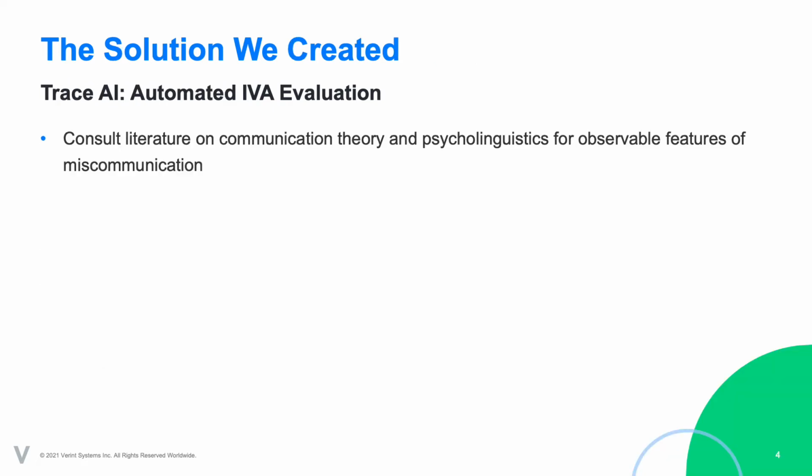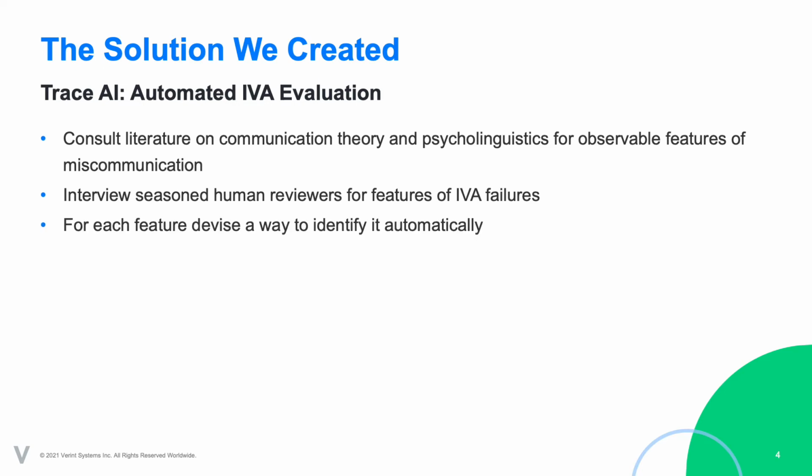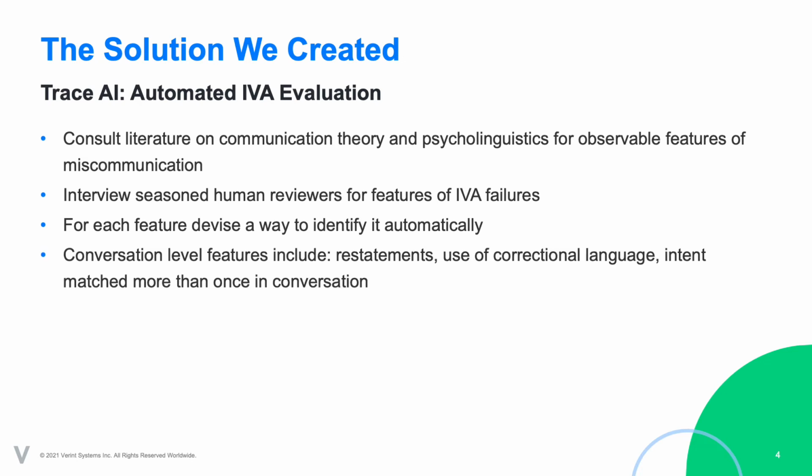So in order to overcome these problems, we created AAAI, which is the product name for an automated IVA evaluation solution. Our approach to this was first consulting literature on communication theory and psycholinguistics and so on for observable features of communication between two conversants. We then interviewed seasoned human reviewers that have been doing this for years for what are the features that they're looking for in these conversations that indicate IVA failures or knowledge gaps. For each of these features, which we ended up with around 35, we devised a way to identify it automatically, whether that was a heuristic or a model that we trained or some algorithm.